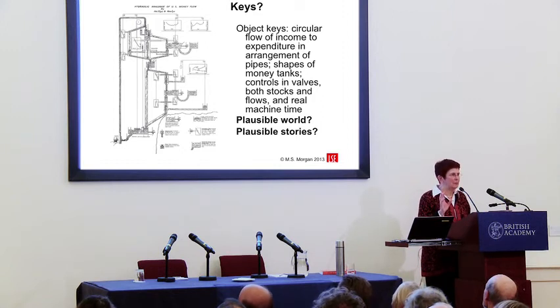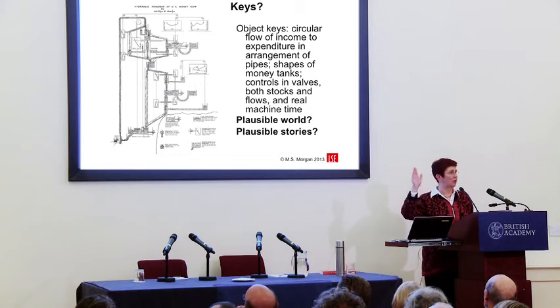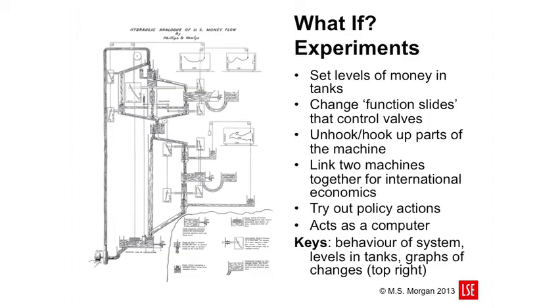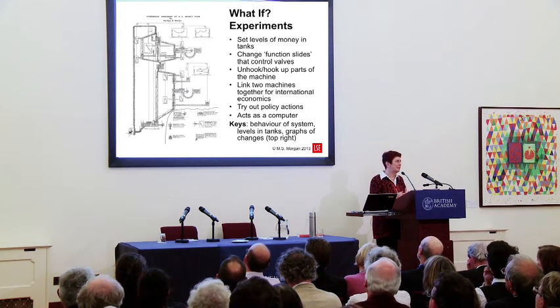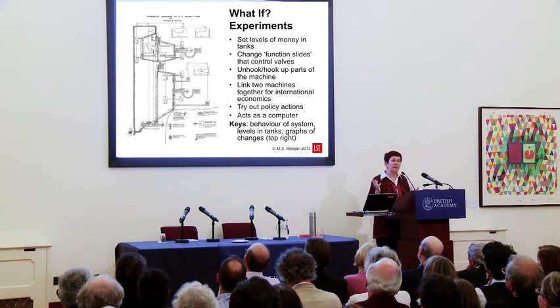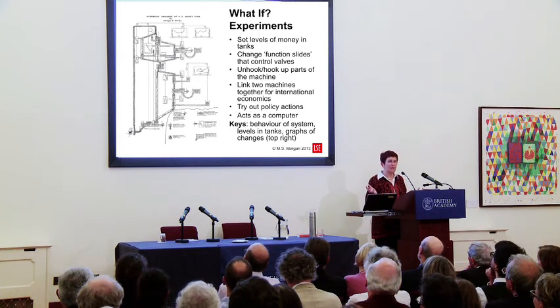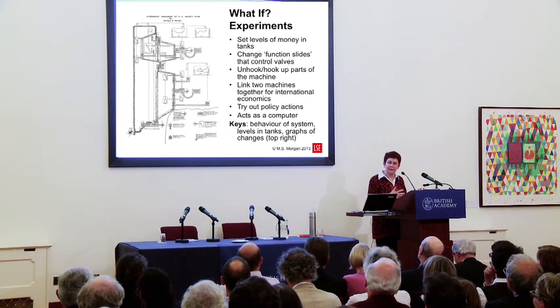A lot of that plausibility hangs not on the fact that we've got keys from the objects to the world, we can tell you what those things all are, but on the fact that it does lots and lots of what-if experiments. You can set the levels of money in the tanks, you can change the little square slides with the functions in them that control the valves, you can unhook bits of the machine and hook it back up, you can even link two machines, so you can have an international economy and have America and Britain linked up.